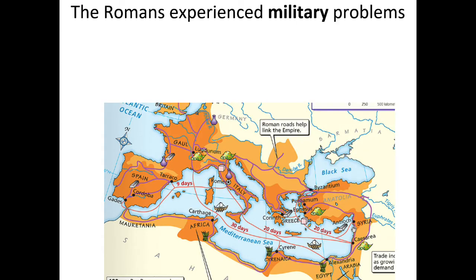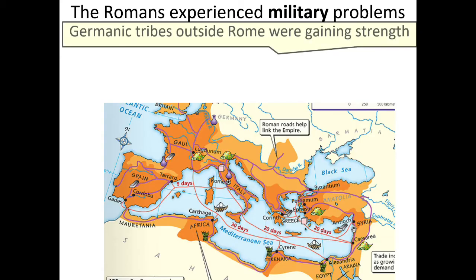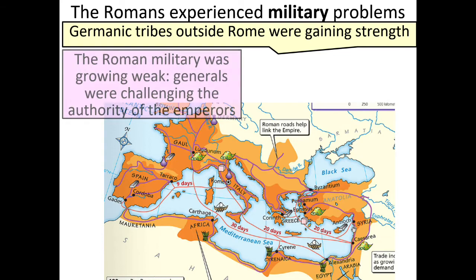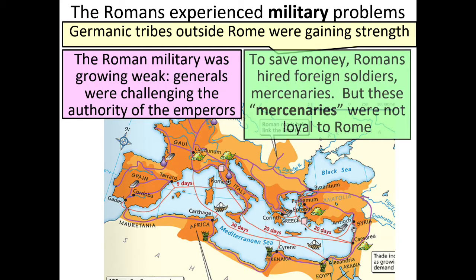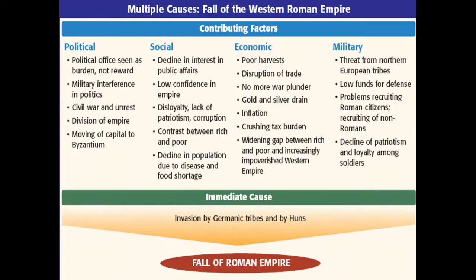The Romans experienced military problems. Germanic tribes outside Rome were gaining strength. The Roman military was growing weak. Generals were challenging the authority of these weak emperors. And to save money, Romans hired foreign soldiers, mercenaries. But these mercenaries were not loyal to Rome.